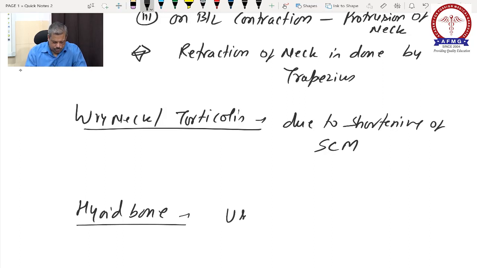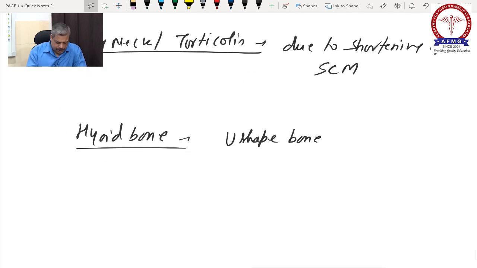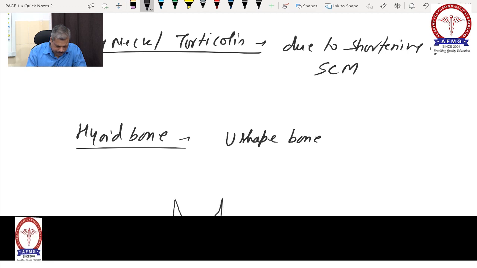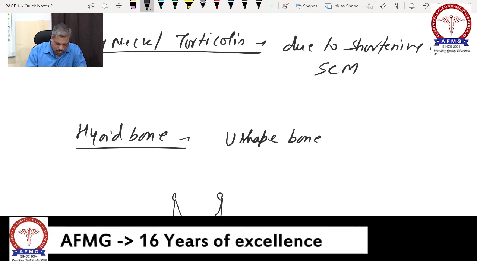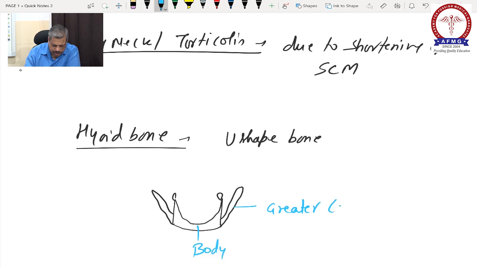It is a U-shaped bone, like see here. This is the lesser cornu and this is the greater cornu. So the parts of the hyoid bone: this is known as the body of the hyoid bone. This is known as the greater cornu or the greater horn, and this is known as the lesser cornu or the lesser horn.